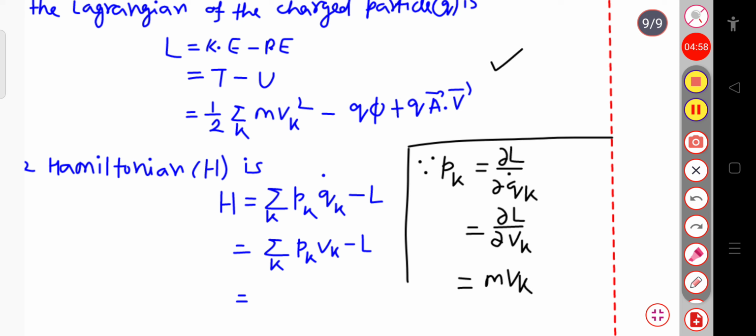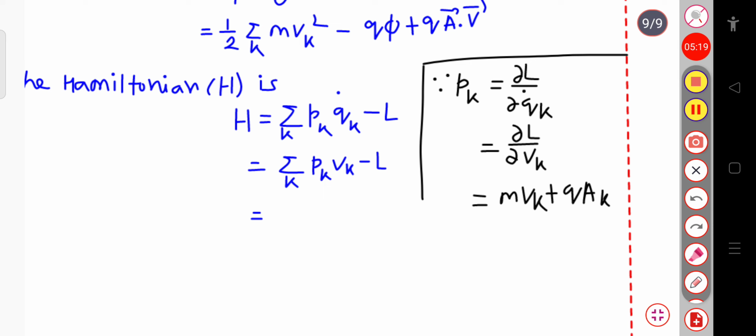Also for this term we can calculate. This is Q A dot V, that is Q A k into V k. So for that I will write plus Q A k. After taking the derivative, the generalized momentum is equal to m Vk plus Q A k.